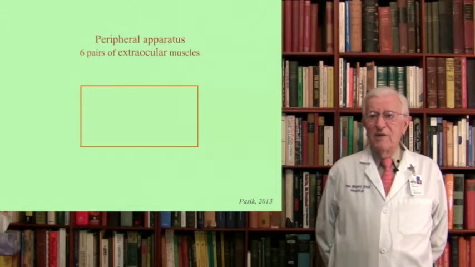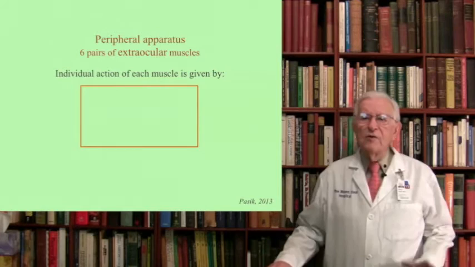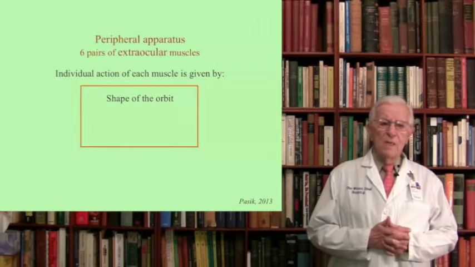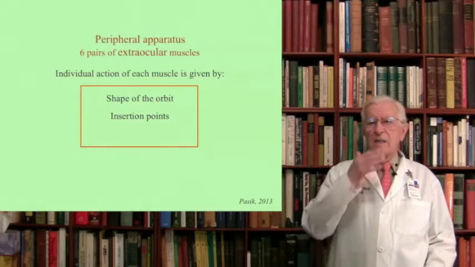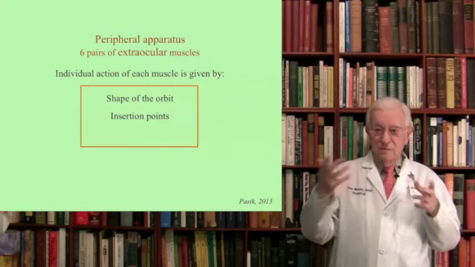And the action of each of these muscles depends on various factors. One is the actual shape of the orbit, which is not the perfect cone. The other is the insertion points of the muscles, because on the one hand, they insert in the eye globe. On the other hand, they insert somewhere else. The action of that individual muscle depends on the insertion points.